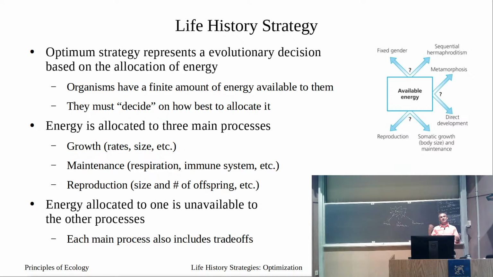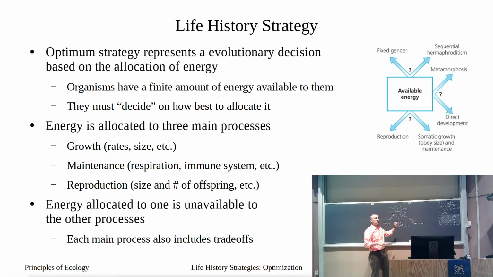Now, if you equally divided it, that's fine. All three of these are getting it. But as soon as we start shifting some energy towards one or another type of process, that means that energy is unavailable for something else. That is what selection is favoring. It's figuring out how best to allocate this energy. If you do it better than your neighbor, then you're going to have a higher fitness, and selection is going to favor you.